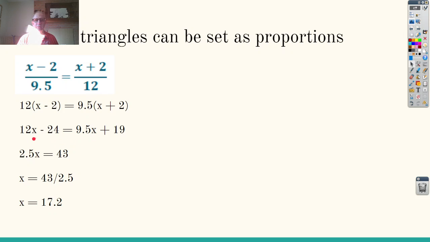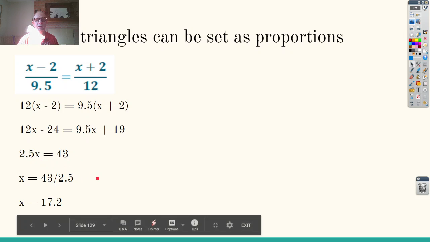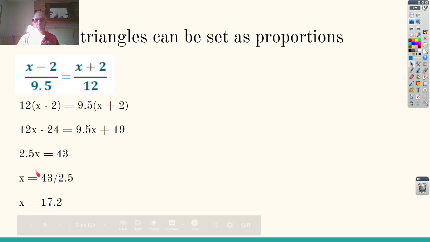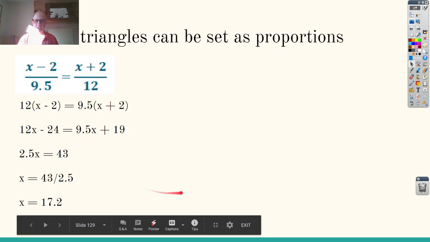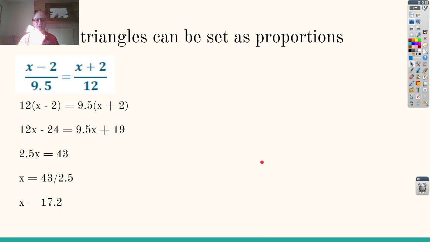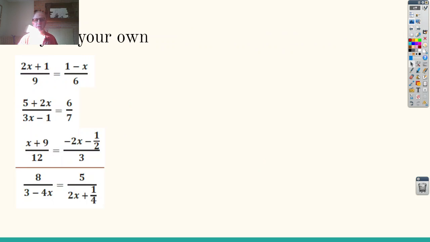I subtract 9.5x from both sides, and I add 24 on both sides. So 12x minus 9.5x is 2.5x, and 19 plus 24 is 43. Divide both sides by 2.5. 43 divided by 2.5 gives me a decimal of 17.2. While I like fractions, I don't like decimals in my fractions, so might as well change it to a straight decimal. I did that by dividing in my calculator. I did not do that in my head.